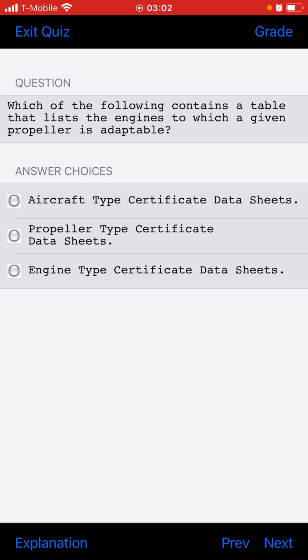Turbine inlet temperature. What instrument on the gas turbine engine should be monitored to minimize the possibility of a hot start? TIT, turbine inlet temperature.